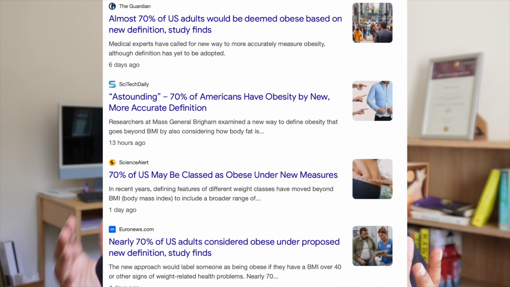The way we define obesity could be changing in the near future. And recently, you may have even seen some articles or headlines talking about how the amount of Americans who are obese has suddenly doubled, or how obesity rates used to be about 40% of the population, but it's now actually 70%. This does not mean that a bunch of people became obese overnight.